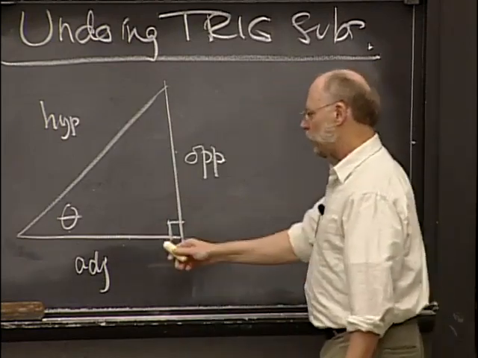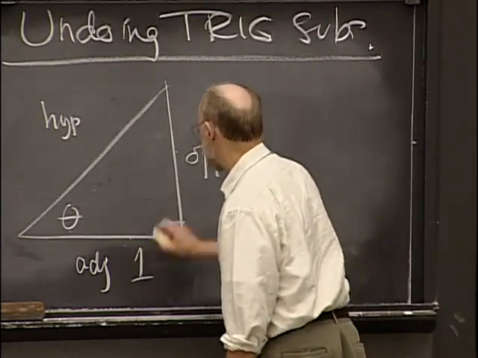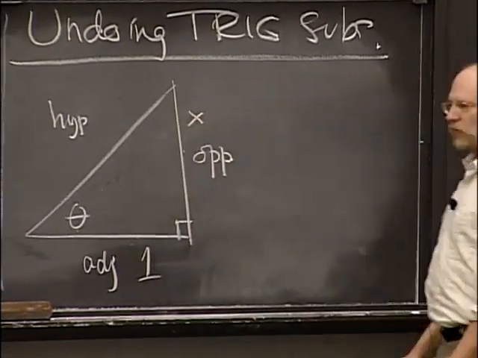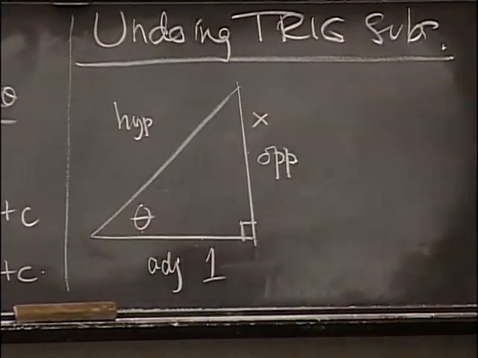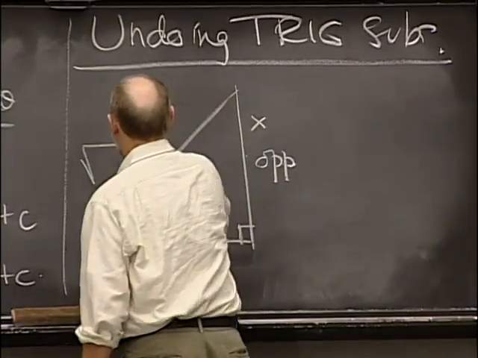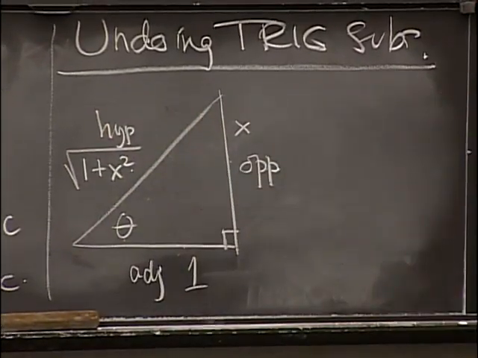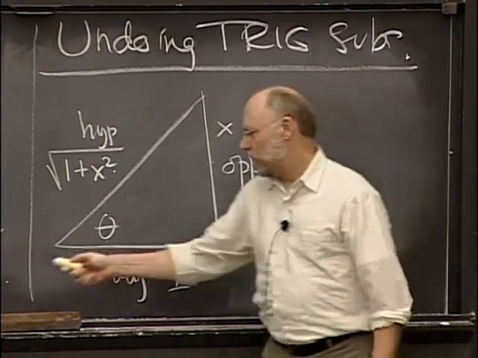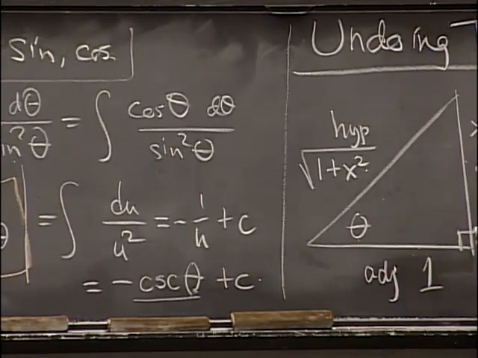There are different ways to do that, but why not do it in the simplest way and suppose that the adjacent is 1 and the opposite is x? This is correct now, isn't it? I get the correct value for the tangent of theta by saying that the lengths of those are 1 and x. And that means that the hypotenuse has length the square root of 1 plus x squared. Well, here's a triangle. I'm interested in computing the cosecant of theta. Where does that appear in the triangle?